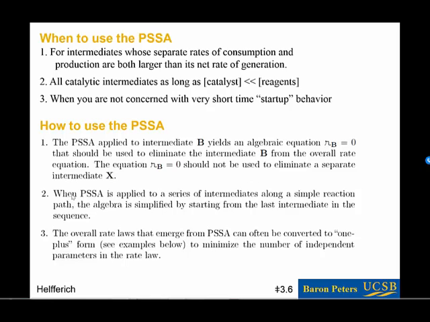The pseudo-steady state approximation is easiest to apply in a series of reactions if you start at the end and work backwards towards the beginning. That just simplifies the algebra, so that's a useful thing to keep in mind. The overall rate laws that emerge from the pseudo-steady state approximation can usually be written in 1+ form, and that's useful because it minimizes the number of independent kinetic parameters that you have to fit in the rate law when you go back and compare to experimental data.